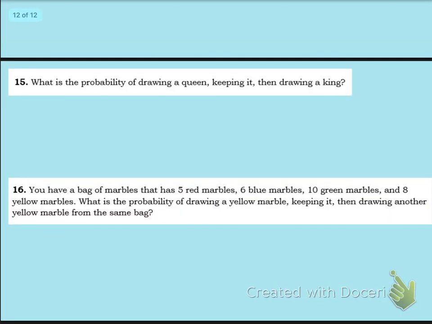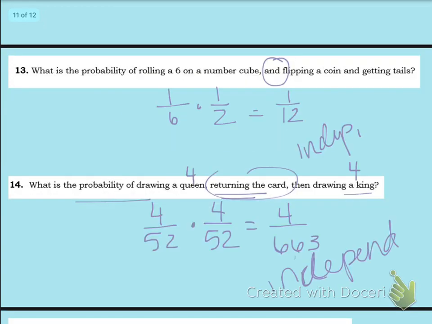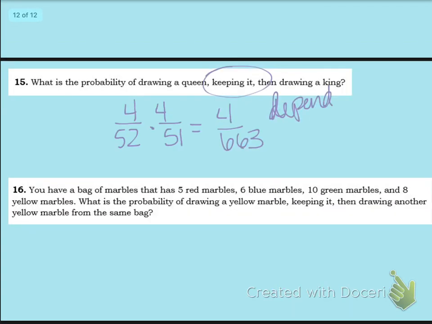Okay, so what is the probability of drawing a queen and keeping it? Those are going to be dependent on each other because it's going to affect my outcome. So drawing a queen, we already said was 4 out of 52, but I kept my card. So that means instead of having 52 to pick from, I now have 51, which is why this one is dependent now instead of independent. And then I have 4 kings. So when I multiply them, I get 4 over 663, and that means from my answer key, this little guy would have been 1 over 169 simplified, because I was looking at my answer key wrong. So there's your 4 over 663.